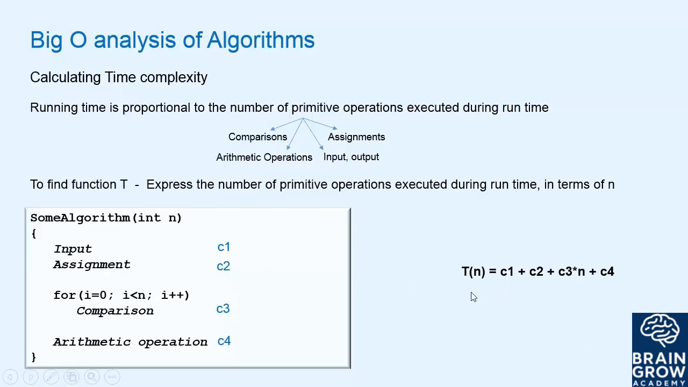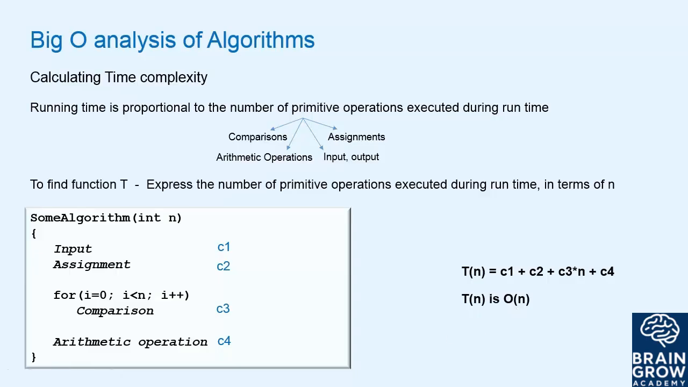Now we have found this function t that represents the running time in terms of n. So the next step is to find big O for this function. We have seen that while finding big O, we can drop the constants and ignore the coefficients. So we'll drop these constants C1, C2 and C4 and we'll ignore this coefficient C3 and we can say that t is order of n.